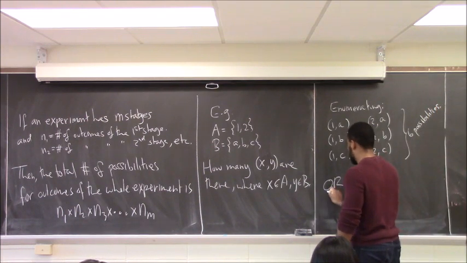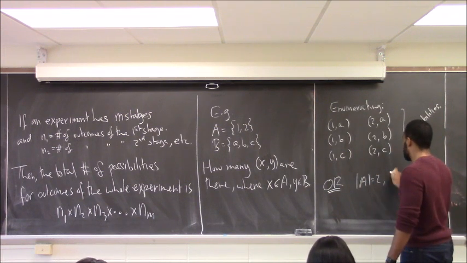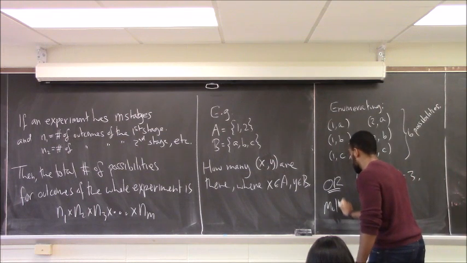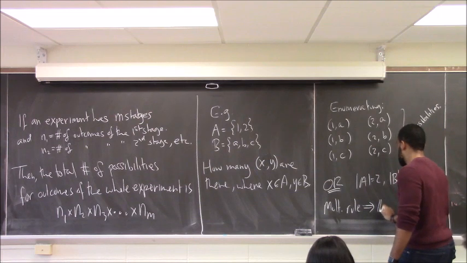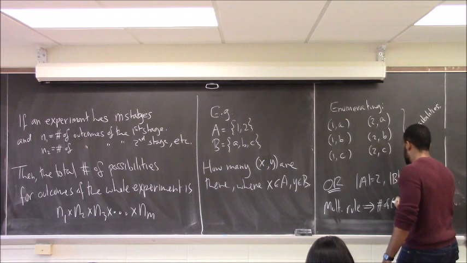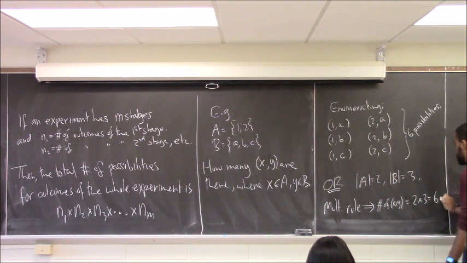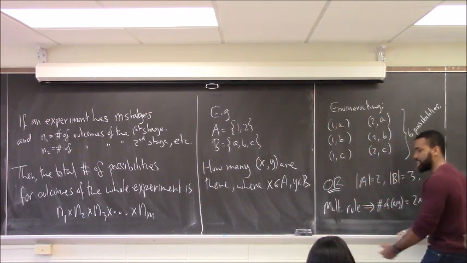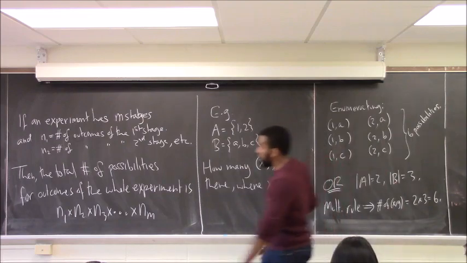Or you can realize the size of A is 2, the size of B is 3. The multiplication rule implies that the number of (x, y) is 2 times 3, which is going to be 6. So instead of having to visualize the actual situation, you could use a rule. There's a strategy that works for this kind of situation. It's called the multiplication rule.